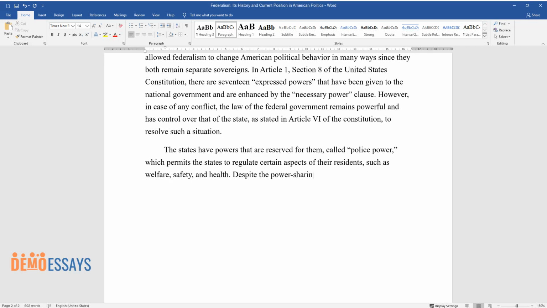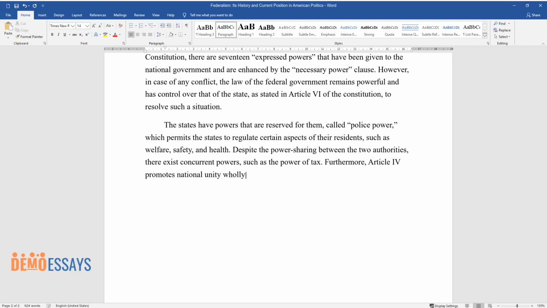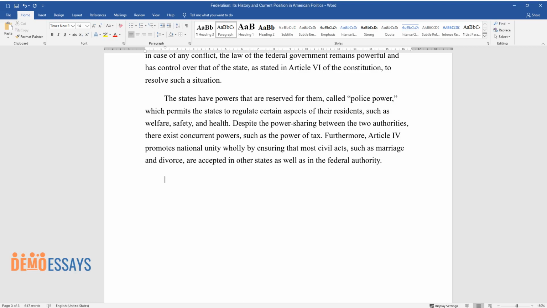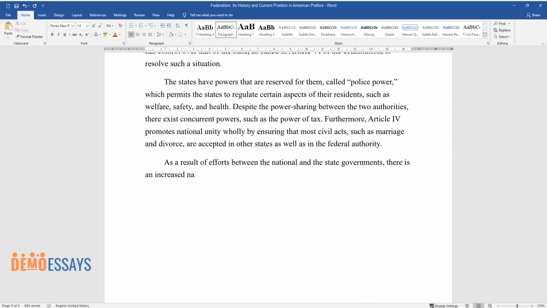Despite the power sharing between the two authorities, there exist concurrent powers, such as the power of tax. Furthermore, Article 4 promotes national unity wholly by ensuring that most civil acts, such as marriage and divorce, are accepted in other states as well as in the federal authority. As a result of efforts between the national and the state governments, there is an increased national power.